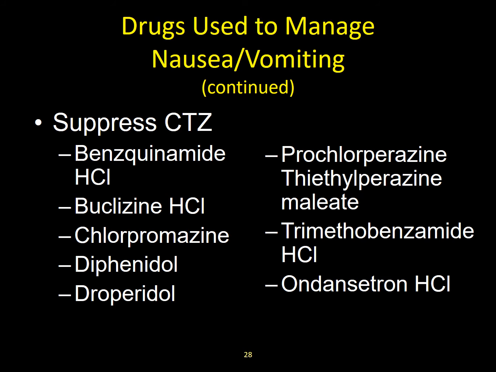So you probably know some of these. Some of them are really old school. Trimethobenzamide is Tigan. Prochlorperazine is Compazine. Droperidol is usually used with anesthesia. Ondansetron, this is Zofran, and this is most people's go-to drug for significant vomiting.